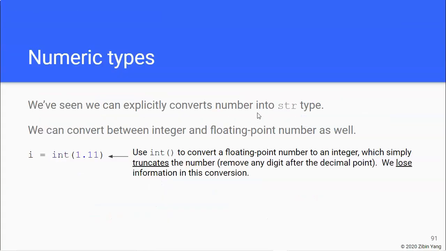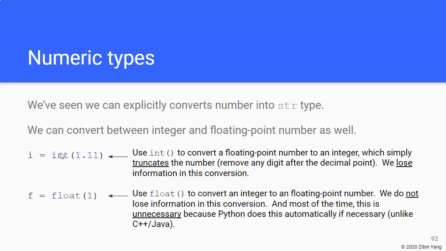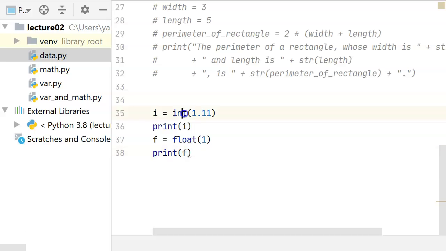Well, so far we've converted a number into a string type. Well, we can also convert between just numbers, and specifically between the two types of numbers, integer and floating point numbers, by using int or float. So what int does is that it converts whatever's in the parentheses, in this case a floating point number, into an integer. Okay, so we can print that out right now.